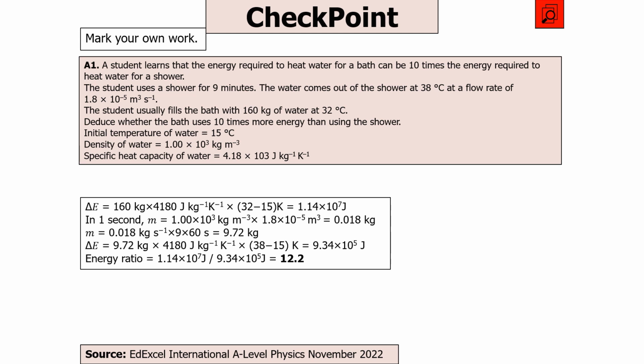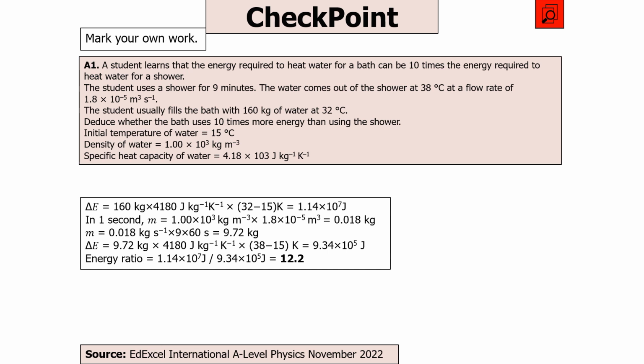Now look at the shower. What's the mass going to be? Well, in 1 second the mass is going to be the flow rate for that 1 second. So it's going to be 1 times 10 to the 3 kilograms per meter cubed times 1.8 times 10 to the minus 5, because mass is density times volume. So therefore it's going to be 0.018 kilograms.